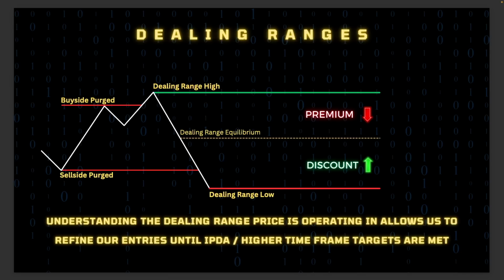But for now, as a refresher from that video, this is the dealing range. You want to see a sell side purge and a buy side purge, and that price leg that follows it would be your dealing range. So you can identify premium of that dealing range, discount of that dealing range, and equilibrium of that dealing range. Understanding the dealing range price is operating in currently allows us to refine our entries until those IPTA or higher time frame targets are met.